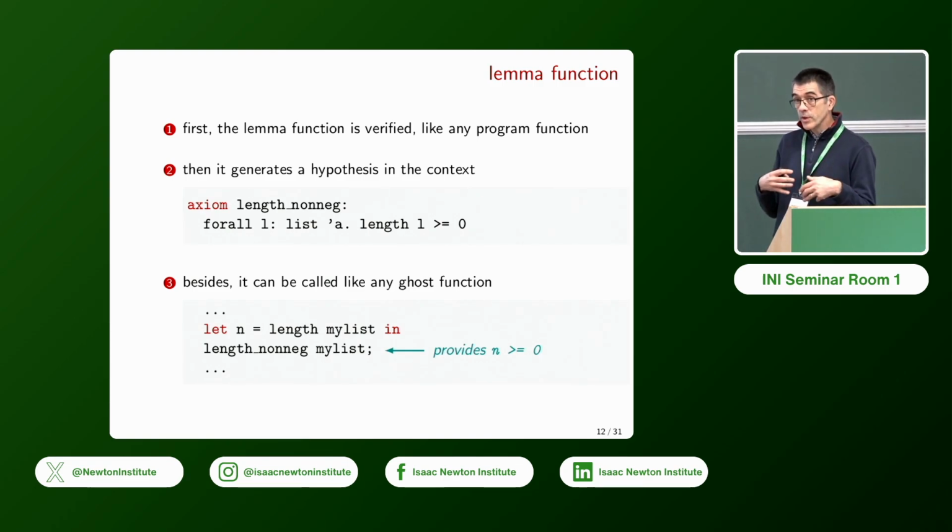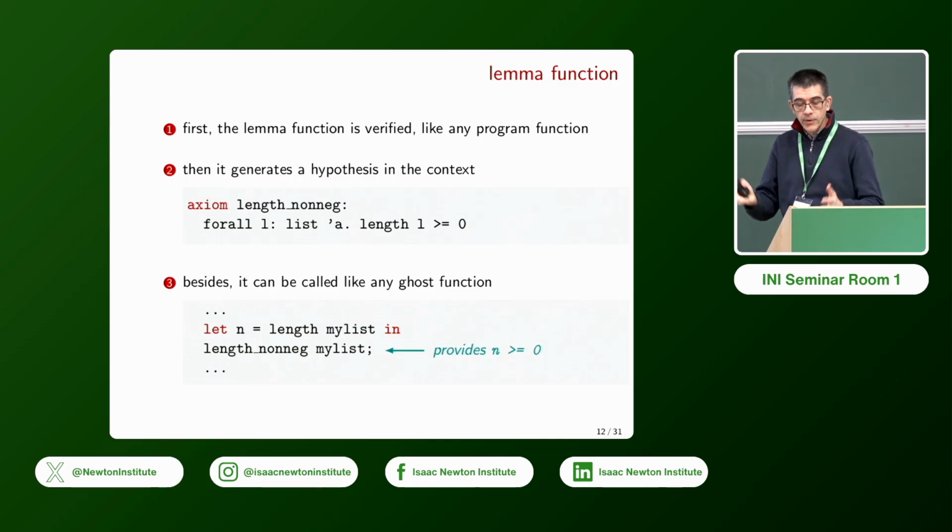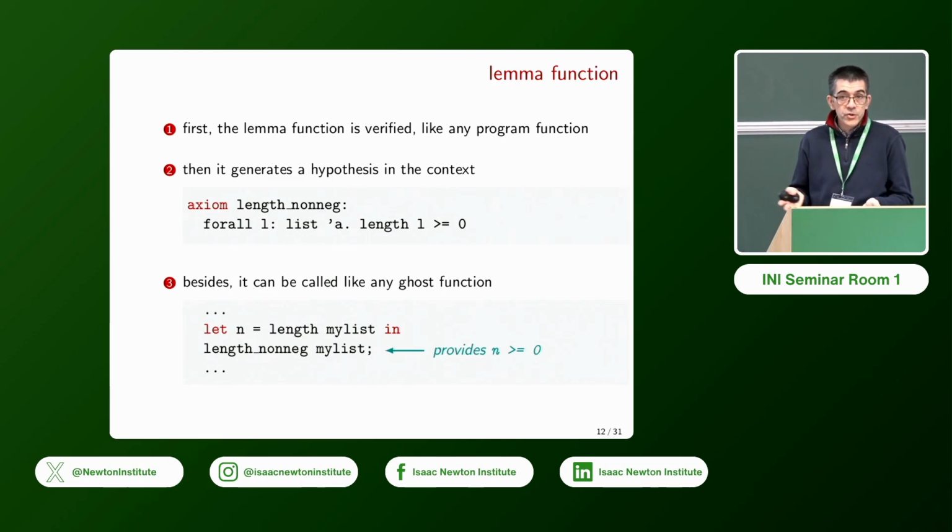So first, we turn the function contract into an axiom. So now we are done with the proof of length non-neg, so we can throw this axiom and send it to the SMT solvers. And besides, you can call this ghost function like you would call any other ghost function in your code.